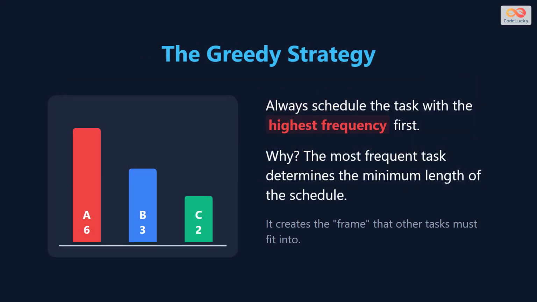To solve this efficiently, we use a greedy strategy. We always want to schedule the task that appears the most frequently. In this chart, task A appears 6 times. It is the bottleneck. By placing the most frequent task first, we establish the framework that all other tasks must fit into.